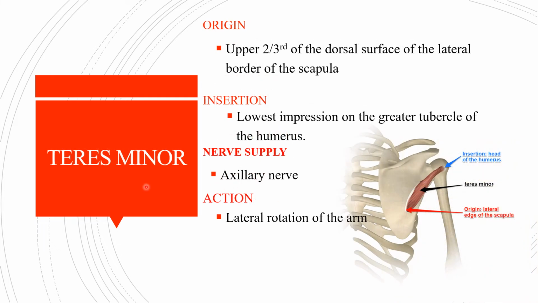Now teres minor. What's the origin? Here is the dorsal surface of the scapula: the upper two-third of the dorsal surface, along the lateral border of the scapula. From there teres minor originates and it inserts into the lowest impression on the greater tubercle. Nerve supply is the axillary nerve. Action is lateral rotation of the arm.